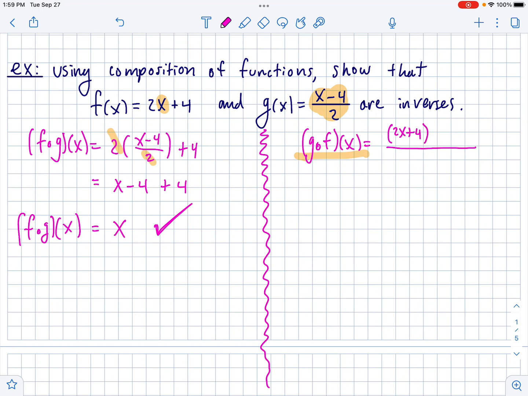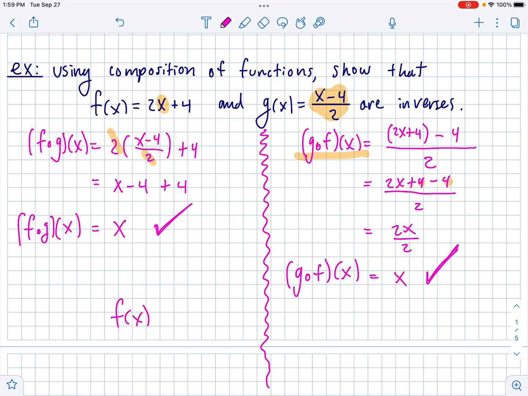So we'll put 2x plus 4 right here, subtract 4, all over 2. Those parentheses are kind of unnecessary, so we'll drop those and just say 2x plus 4, take away 4, divided by 2. Then the 4 and negative 4 cancel each other out, so we're left with 2x over 2, and 2 divided by 2 is 1. So g of f of x is equal to x. That's another check. This means f of x and g of x are inverses of each other.